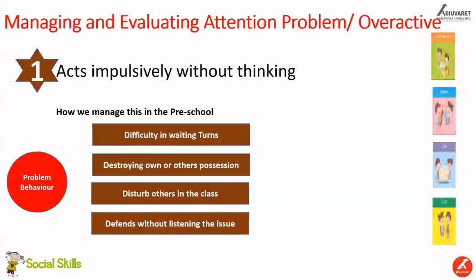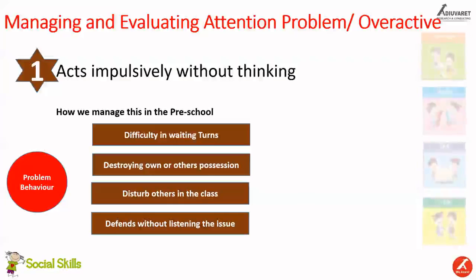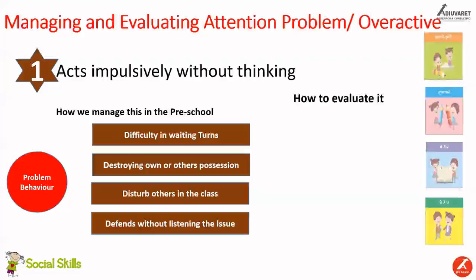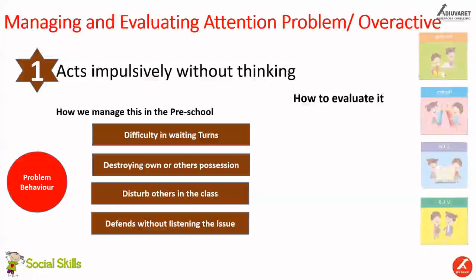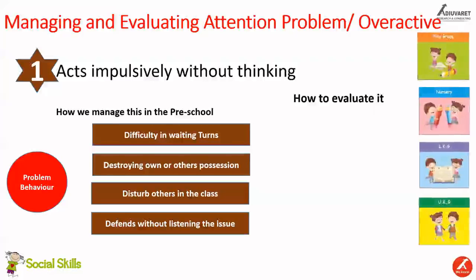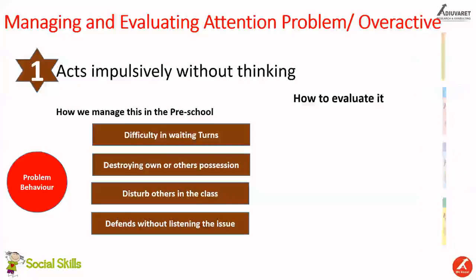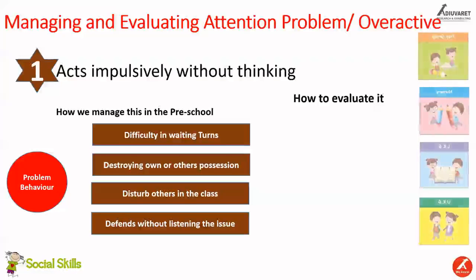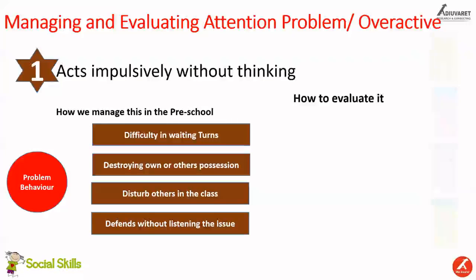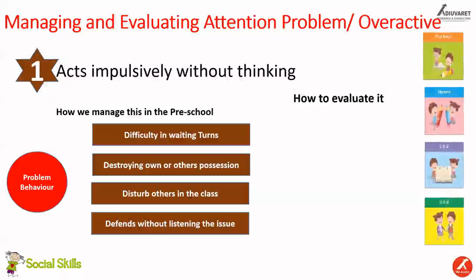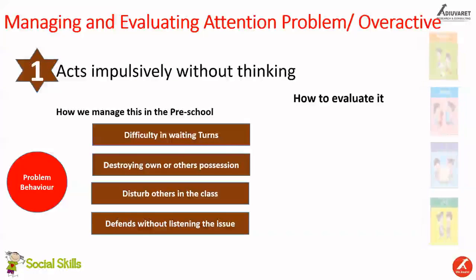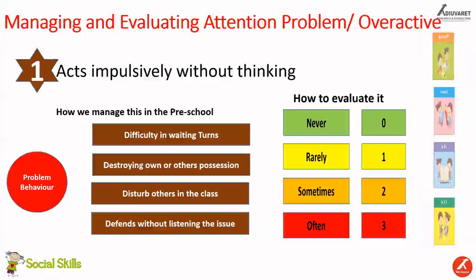So these are the few strategies we have to keep in mind, and now how to evaluate it. In a year, at least we have to do two evaluations of this particular impulsive behavior among the children. It could be once in 6 months. If we do it today, then we have to repeat these checkpoints after 6 months, to ensure that the child is not displaying such behavior.